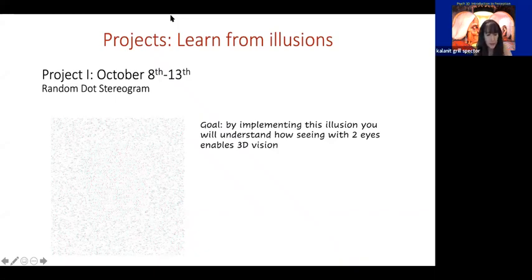The first project is called the Random Dot Stereogram Project. In this, you're going to generate a picture that is made out of red and blue dots. And we're going to use this to understand how having 2 eyes enables you to see in 3D.